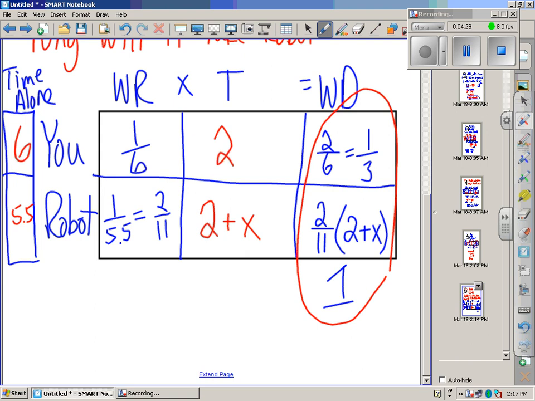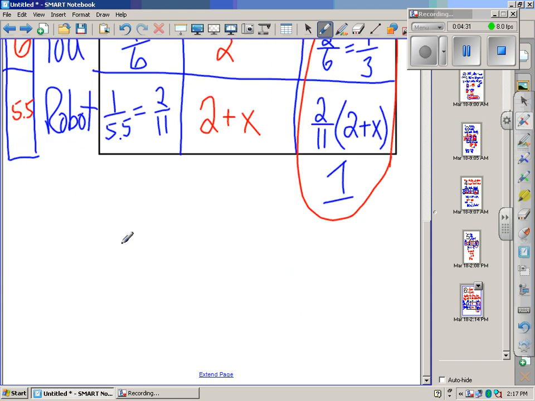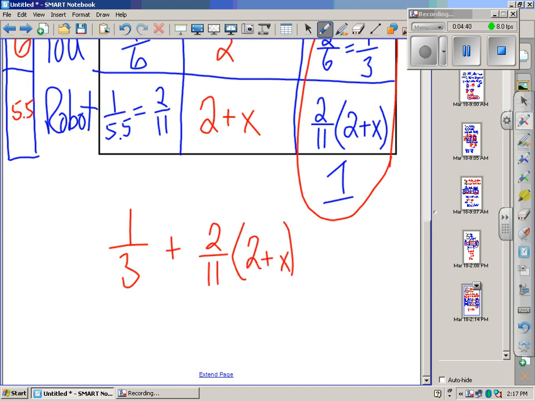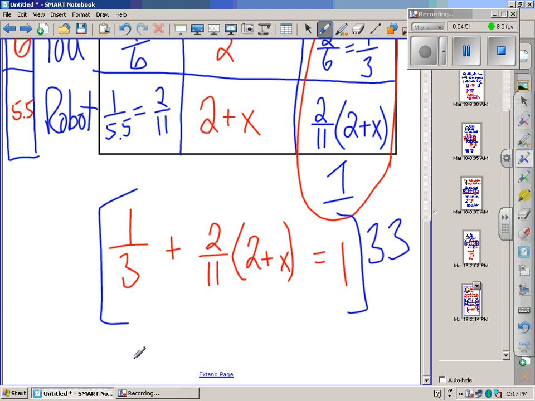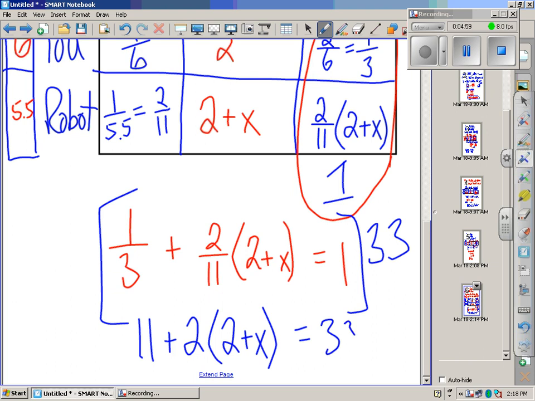We add down the last column for our equation. So we get 1/3 plus 2/11 times x plus 2 equals 1. Again, we want to clear the fraction by multiplying through by the LCD. The LCD in this case is 33, which gives us 11 plus 2 times the quantity of 2 plus x equals 33.